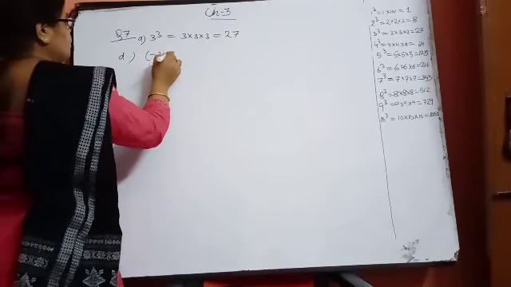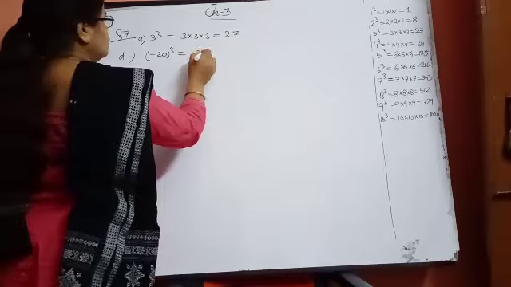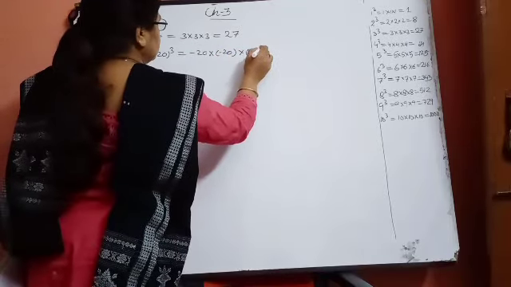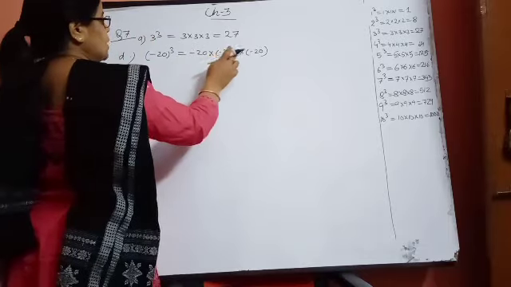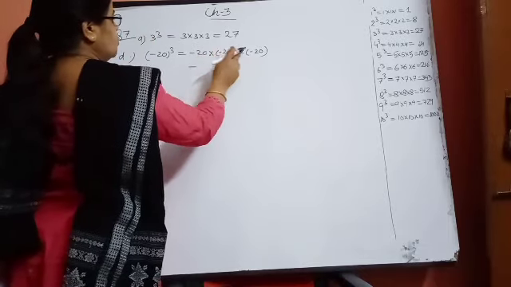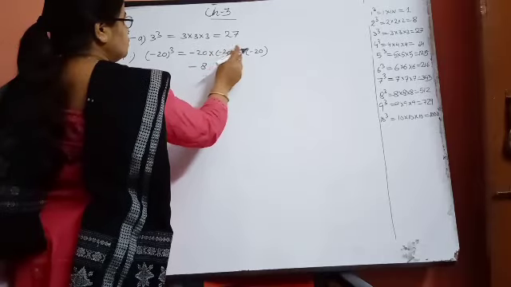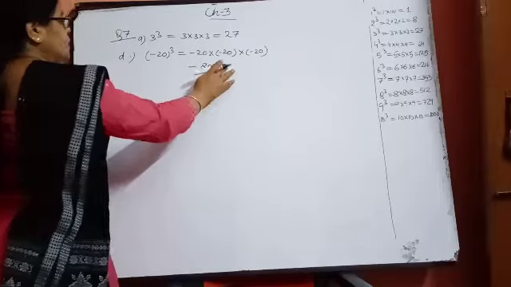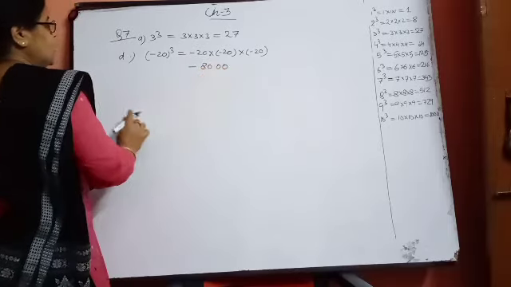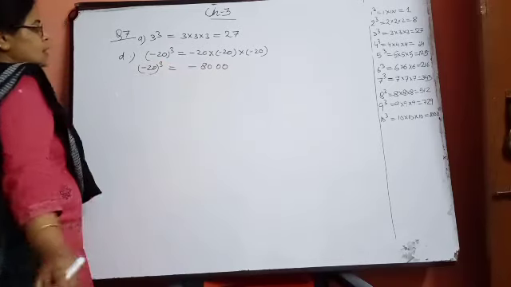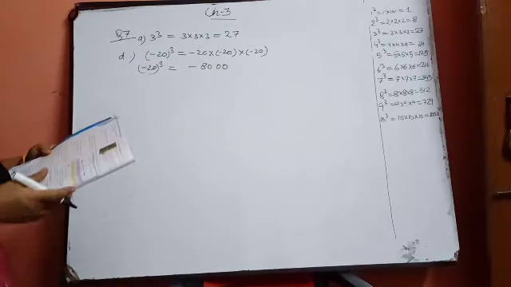Minus 20 cube. What will it be? Minus 20 into minus 20 into minus 20. You see that minus into minus is plus, and again plus into minus is minus. 2 fours are 8, and then see how many zeros are in front of that. It will be your answer. Minus 20 cube is equal to minus 8000. It's so simple, beta, nothing is there in that. You only have to perform simple multiplication.